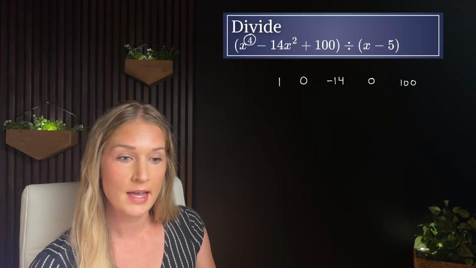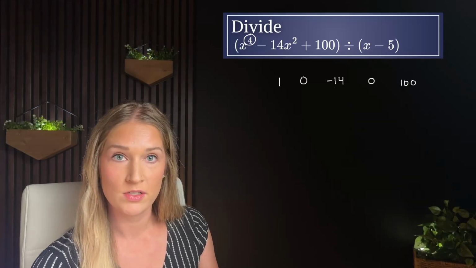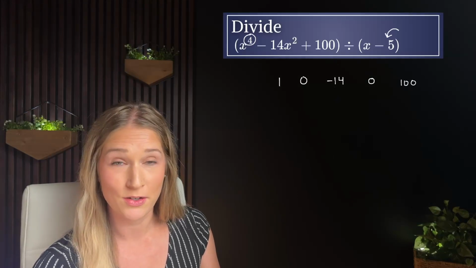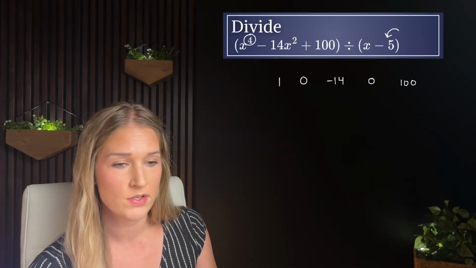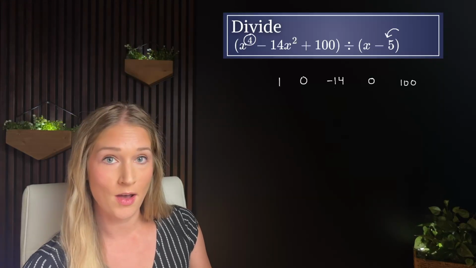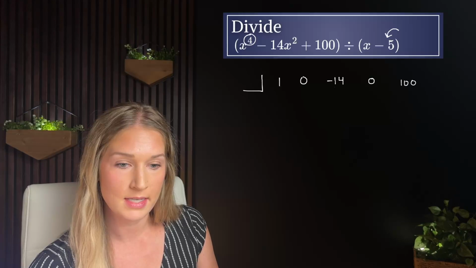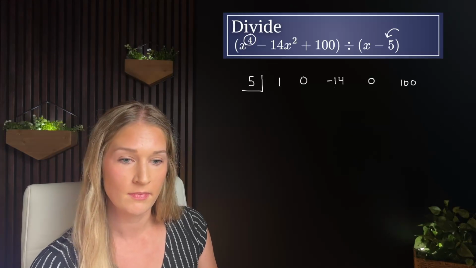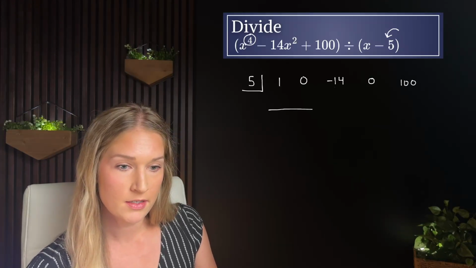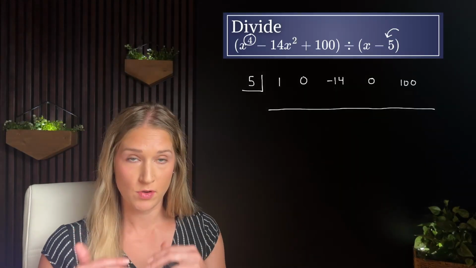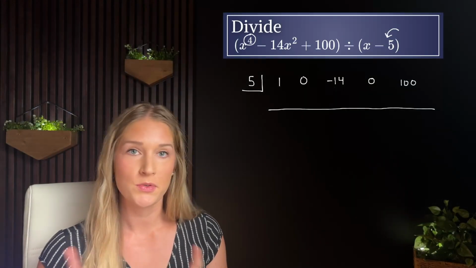Then when I look at my divisor, what I'm going to do is take the opposite of the constant here. And this is because my leading coefficient is 1, so be careful that your leading coefficient is 1. I'm just going to take the opposite of that, minus 5, and I'm going to put that outside to the left. I'm going to draw a bar here, and basically this is going to be the subtracting down step when we were doing our long division.